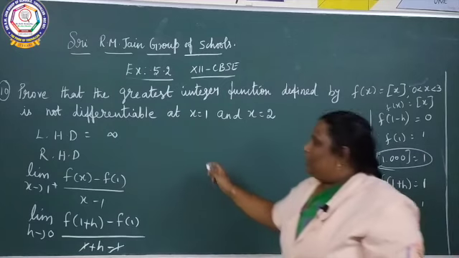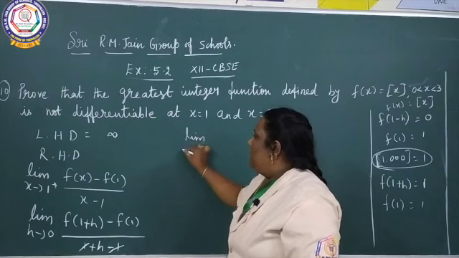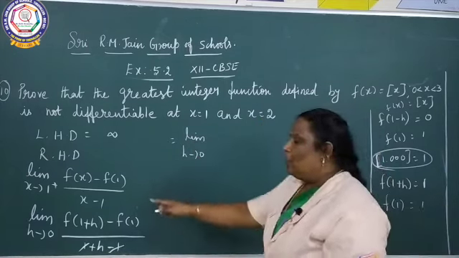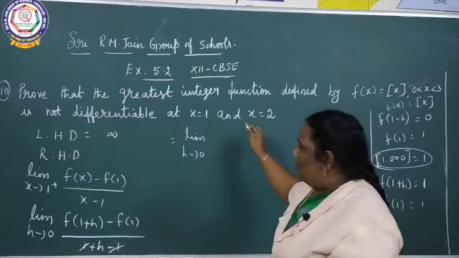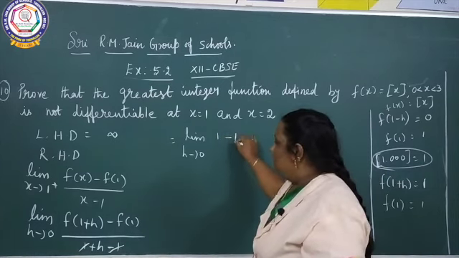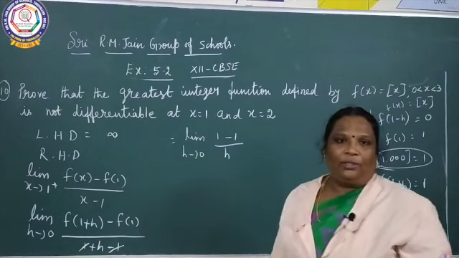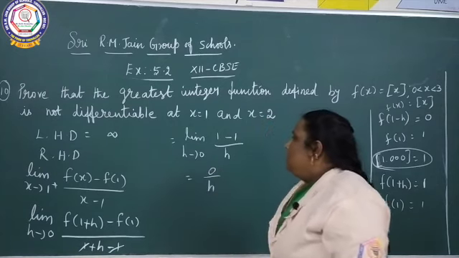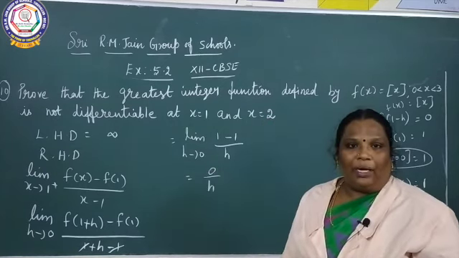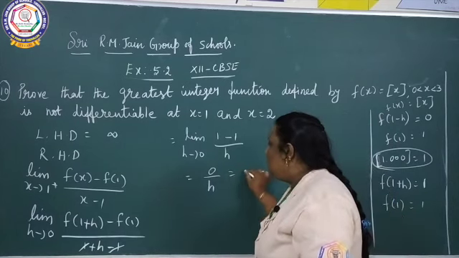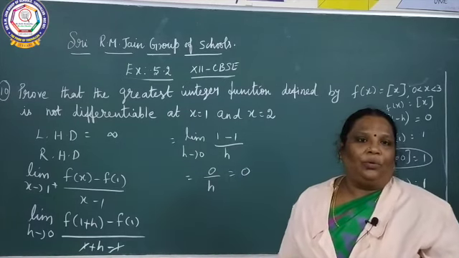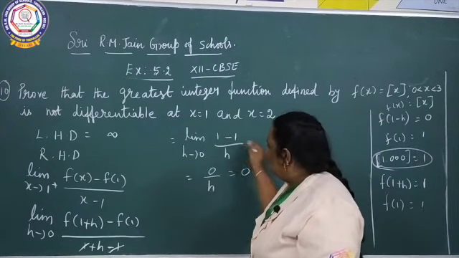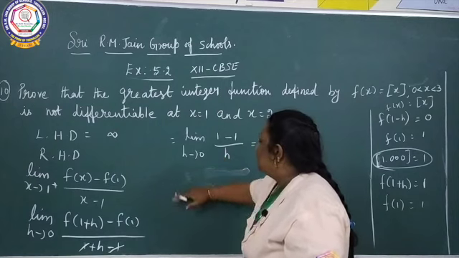See, so what is the value here? Limit h tends to 0, f of 1 plus h value is equal to 1 minus 1 by h. Okay. So, what is the answer you are getting? 0 by h. 1 minus 1, sorry, 0 by h. 0 by any number is 0. So, what is the value for that? You can write here itself, 0 by any number is 0.